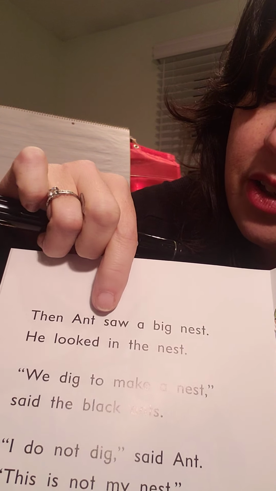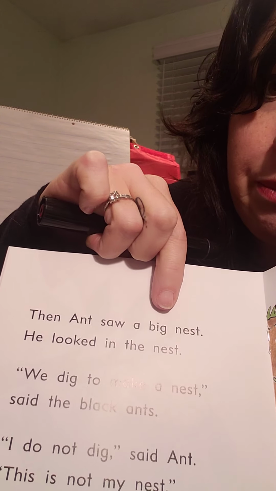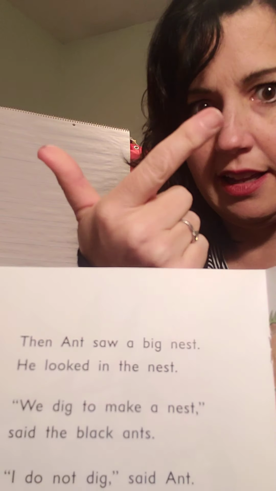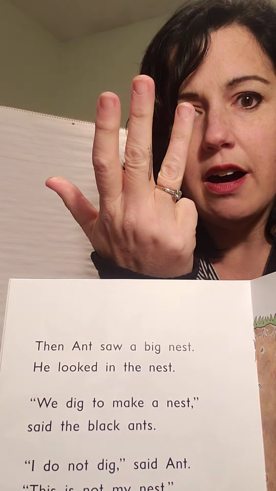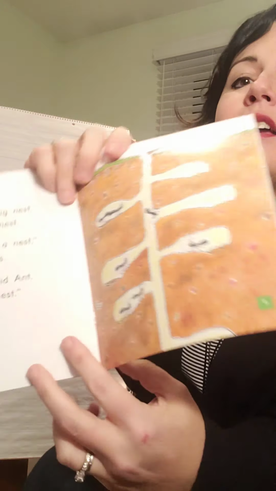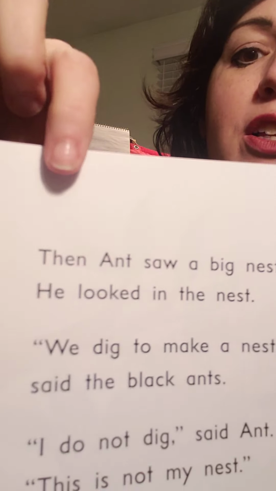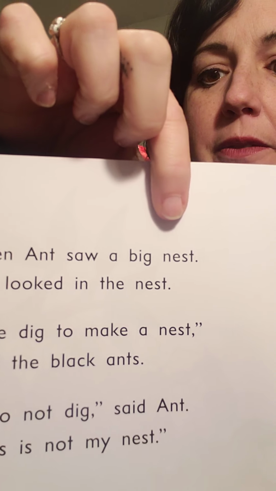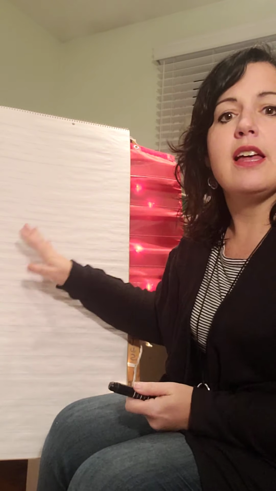That ant saw a big nest. That ant saw a big, I need another hand, nest. 6 words. We know because there's also a space between each word. We know what it looks like in books, but we need to remember what it looks like when we're writing.